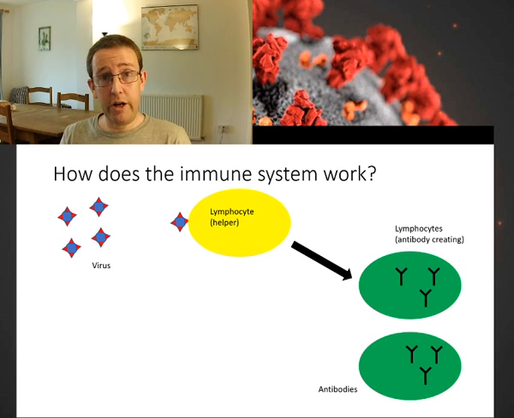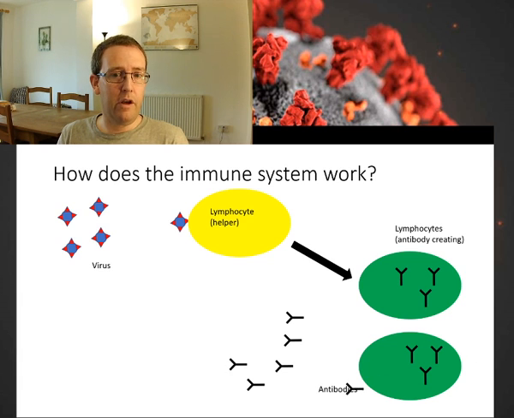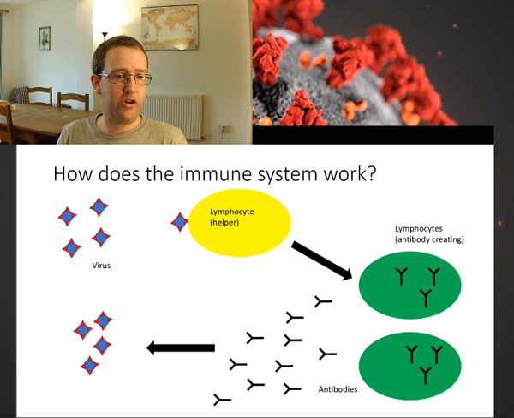Now they're little Y-shaped protein molecules, and what they do when they've built up is they start to get released out of the lymphocytes into your bloodstream and into around your tissues where the virus would be. Okay? When they come into contact with the virus, they've got just the right shape on the top of those Ys to start sticking them together. Okay? Which inactivates them.